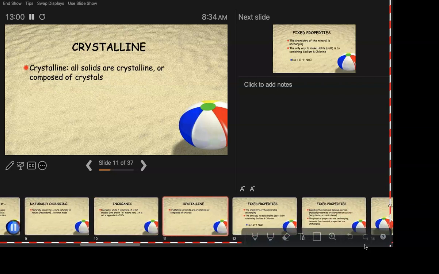Crystalline. Well, there's a bit of difference here between, let's say you're looking at a hunk of crystal quartz. All right, everyone can picture that. Or a nice, pretty diamond. And say, oh, yes, crystals. I know what crystals are.